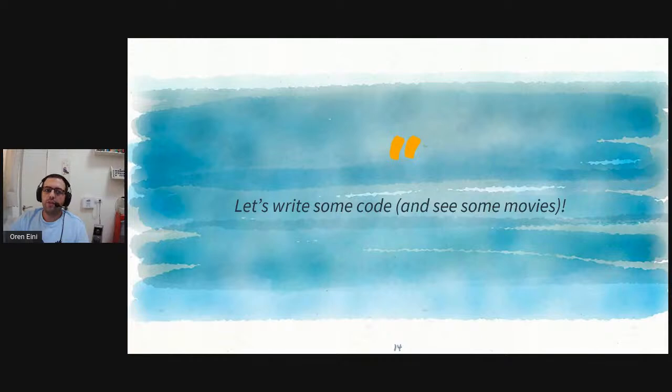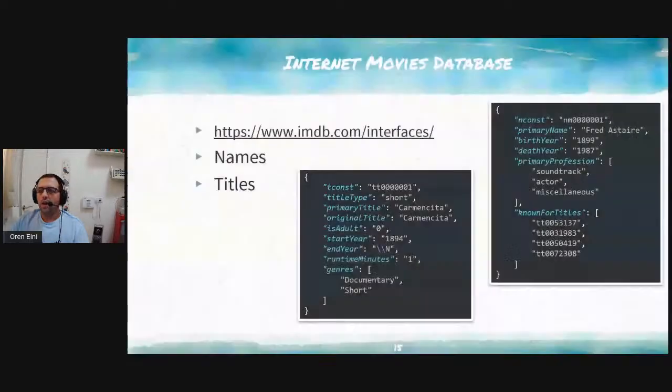So let's talk about the movies. Let's see how we can write some code and see some movies and have some fun. So this is what I did. I went to the Internet Movie Database and I got the names and the titles of a whole bunch of movies. And you can see that this is the structure of the data that I have. If you recall, I told you to do a wget on a bunch of things, and this is what we got.